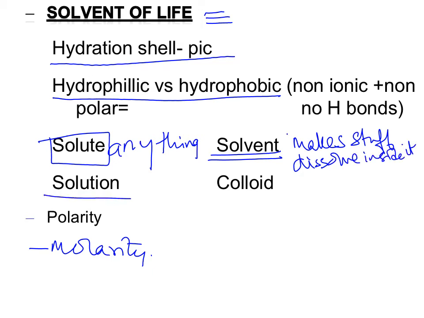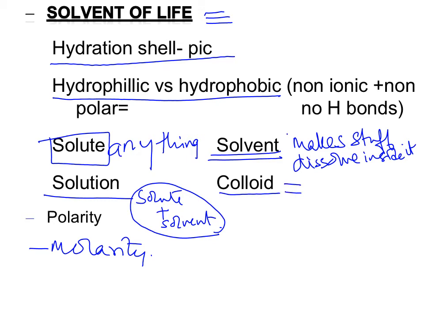A solution is solute plus solvent. It's like a combination of these two. A colloid is a mixture which stays in suspension. It's not completely solubilized, it stays in suspension. Milk, for example, is a colloid.